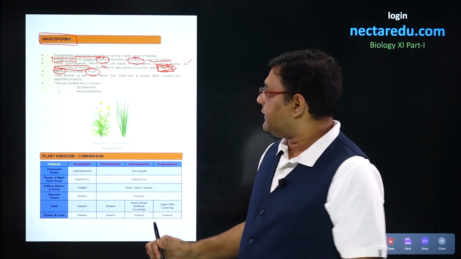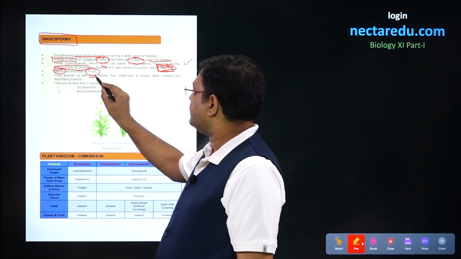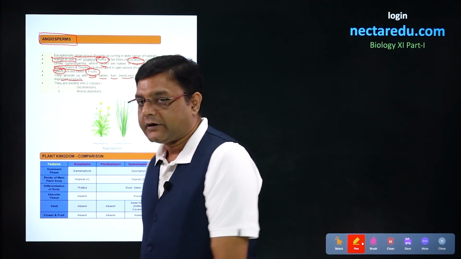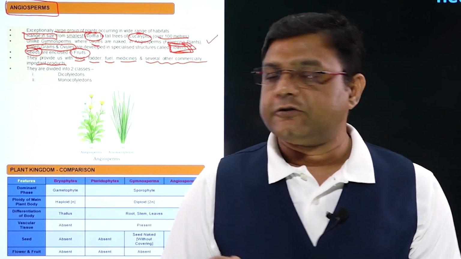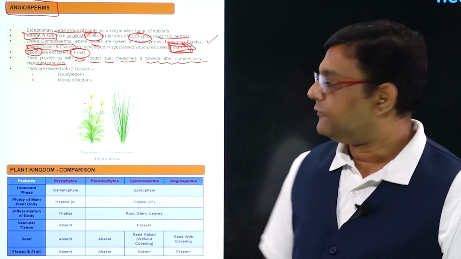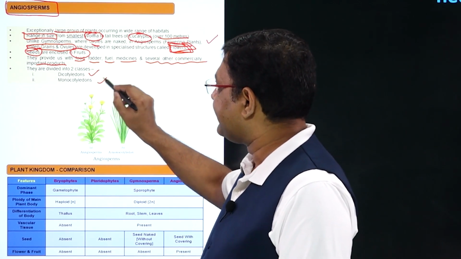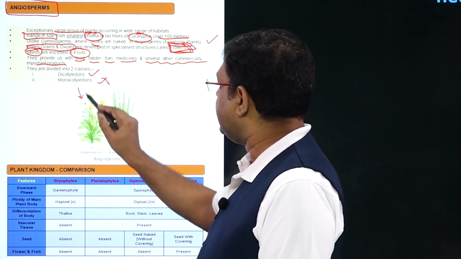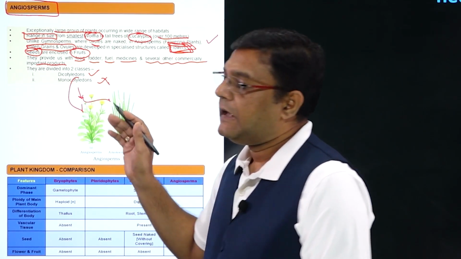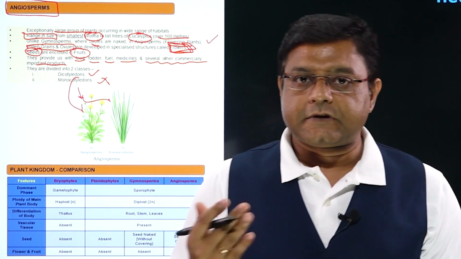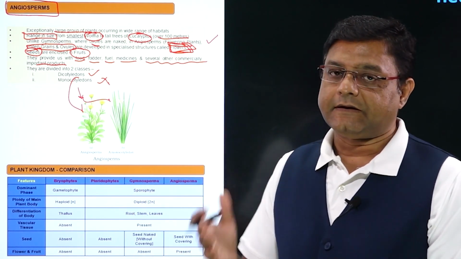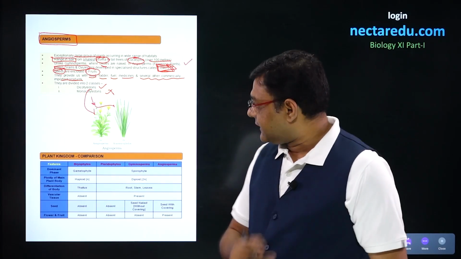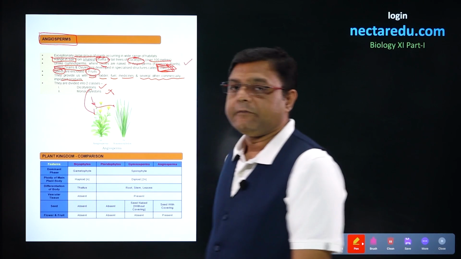Angiosperms are quite important to humans. These provide us with food, fodder, fuel, medicines, and several other commercially important products. We can divide angiosperms into two classes. The first class is the dicots, and the second class is the monocots, and the examples of these are given over here. The details of angiosperms come in a separate chapter, that is Sexual Reproduction in Flowering Plants, which comes in class 12.